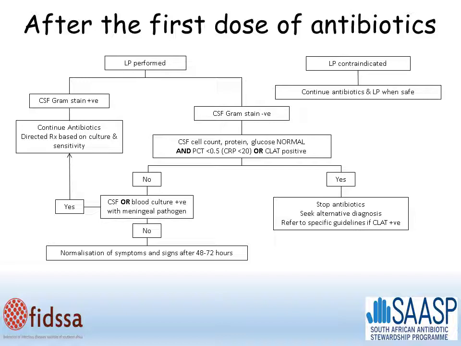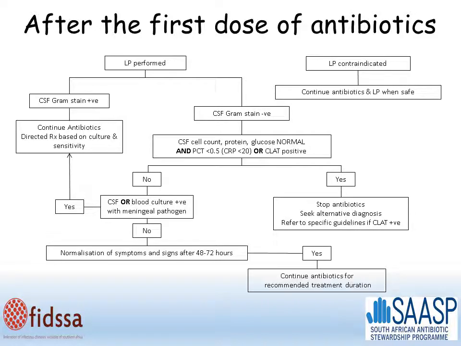The next decision you have to make is after around 48 to 72 hours. You should assess the patient clinically, and if they've got normalization of their signs and symptoms, and this is not strictly defined, but essentially the patient's feeling better and there's an improvement in their vital signs, then you should consider that they do have bacterial meningitis and continue antibiotics for their recommended duration. If there's no improvement at this time, it's sensible to repeat the lumbar puncture.